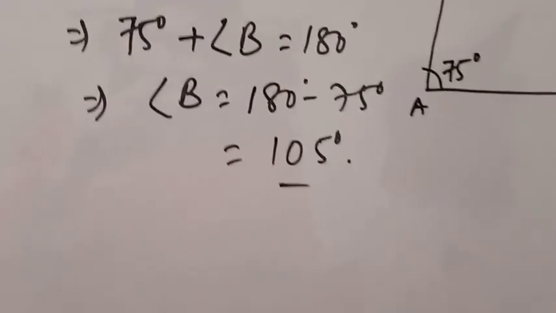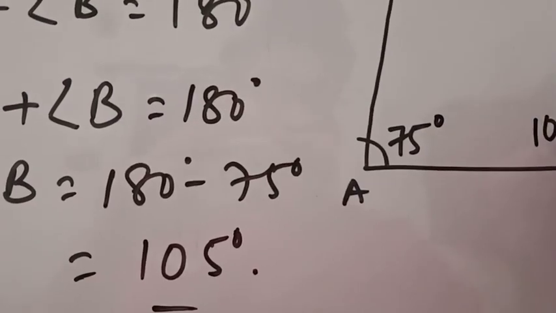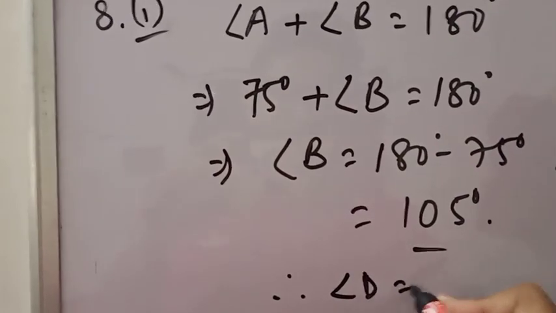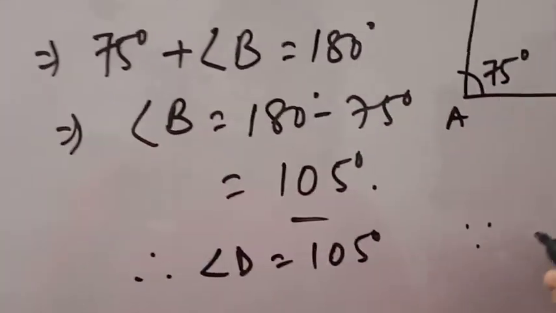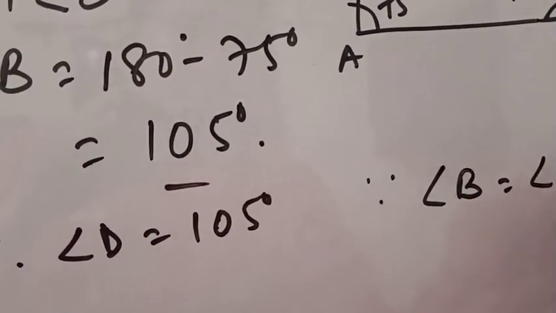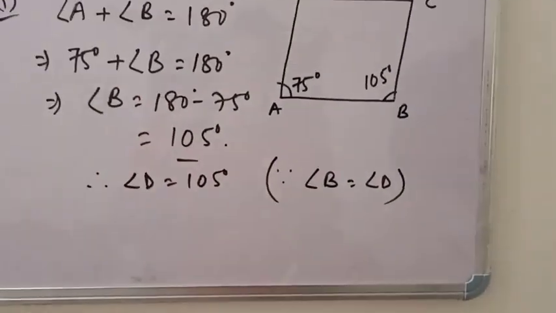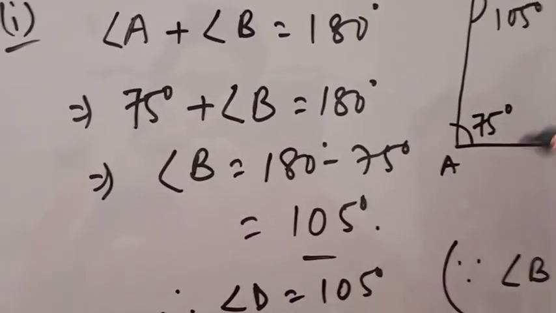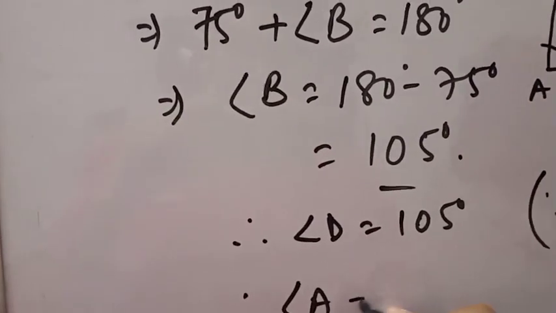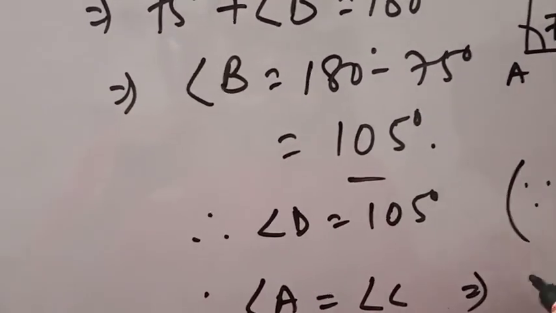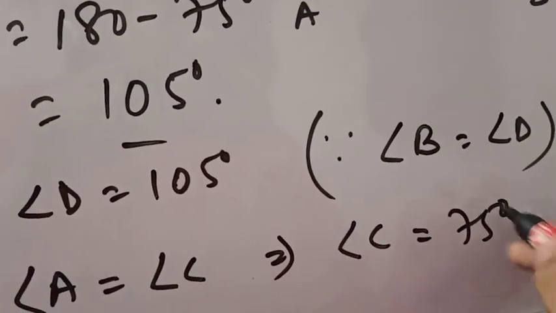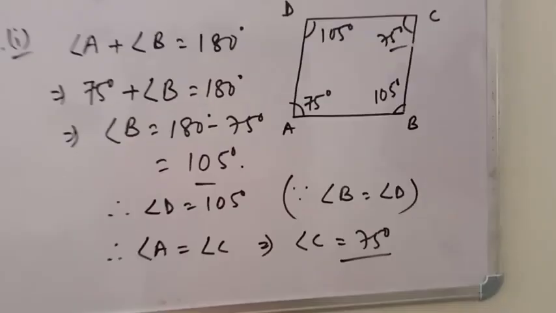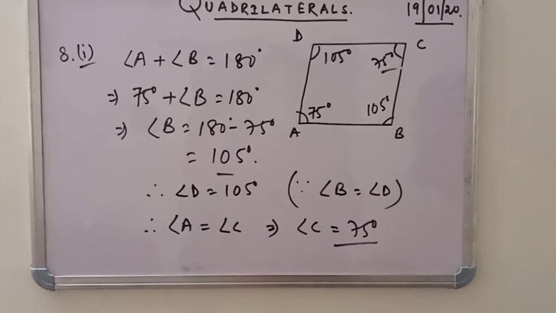Clear? So if B equals 105 degree, angle D equals 105 degree, since angle B equals angle D. Okay? And similarly, angle A equals angle C, that implies C equals 75 degree. So C equals 75 degree. Okay? Now, go to the next part.